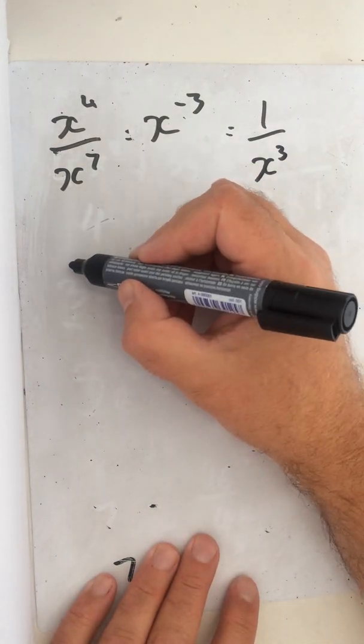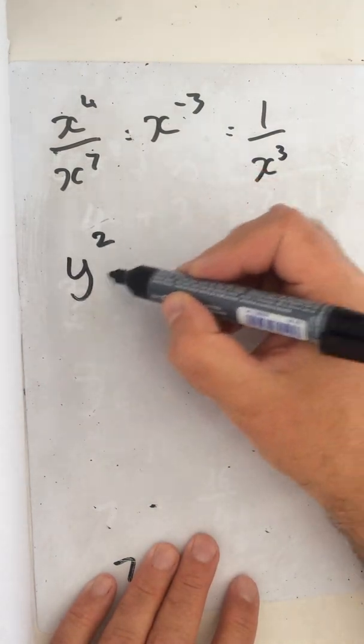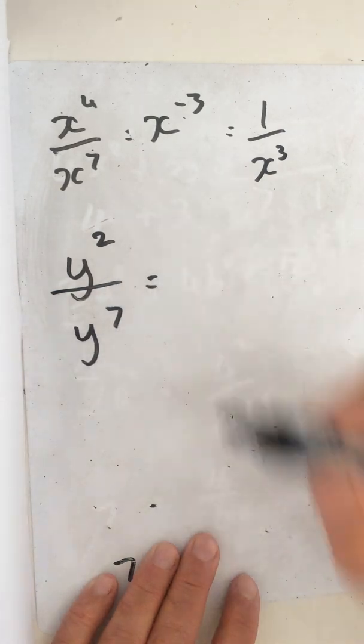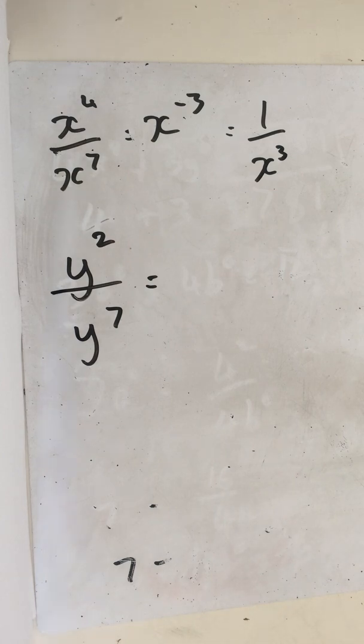Right, let's have a look at another one. Have a go at this one: y to the power of 2 over y to the power of 7. Have a go at that one yourself, please. If you need to pause the video, you can. If you can just do it really quickly.